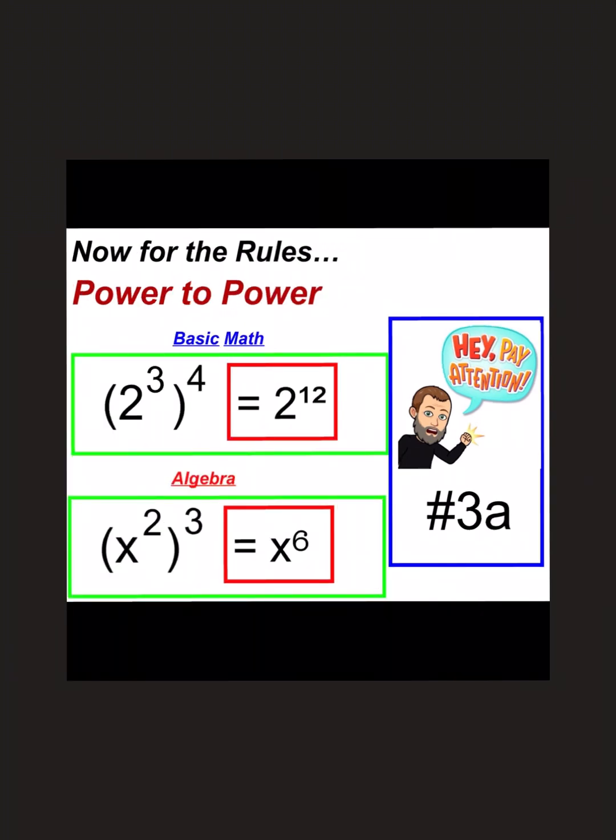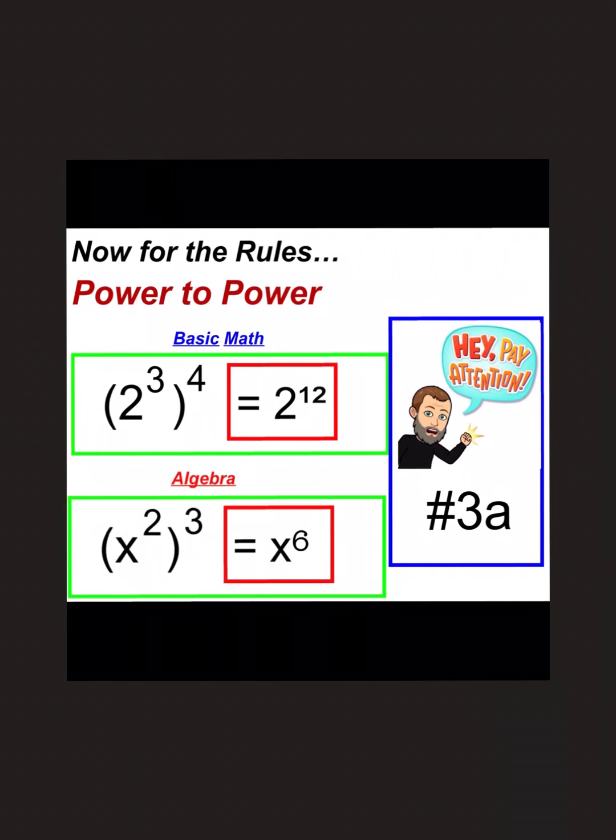Now we are at our final rule. And the final rule is called a power to a power. And this is an example where what happens when you take a term that already has an exponent to another exponent, hence the term power to a power. Again, two boxes, basic math and algebra. So let's look at the first box.